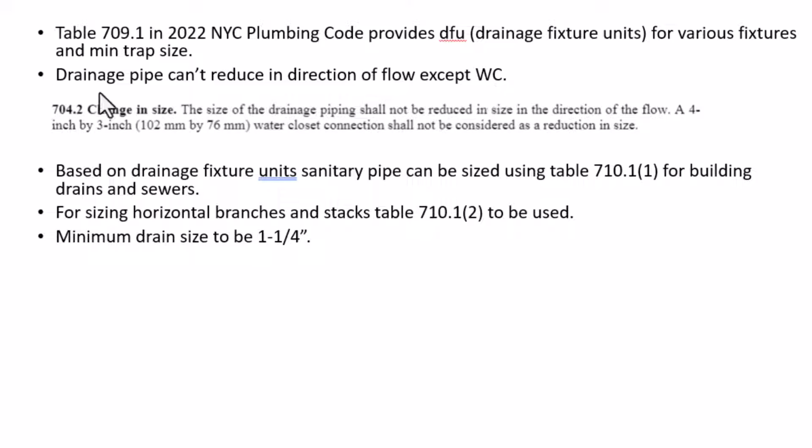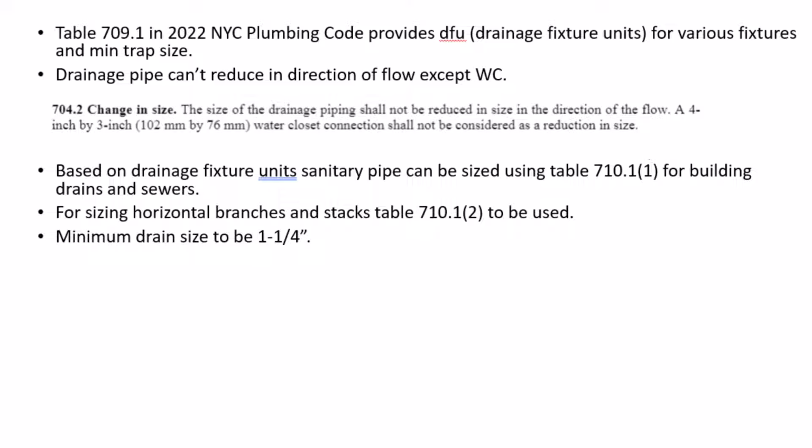So the main rule is, as you have the direction of flow in a sanitary pipe system, it always has to stay the same or increase. It can never reduce, and that is a code requirement. There is an exception here, which is 704.2. The size of the drainage piping shall not be reduced in size in the direction of flow. A 4 by 3 inch water closet connection shall not be considered a reduction in size.